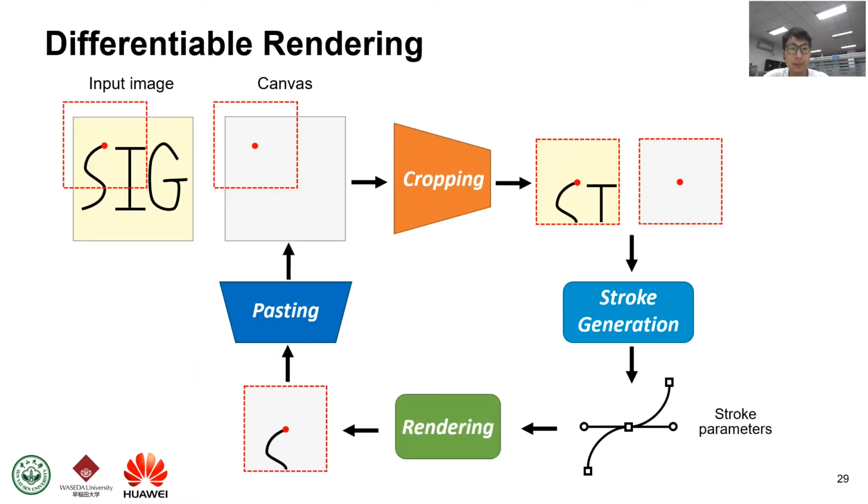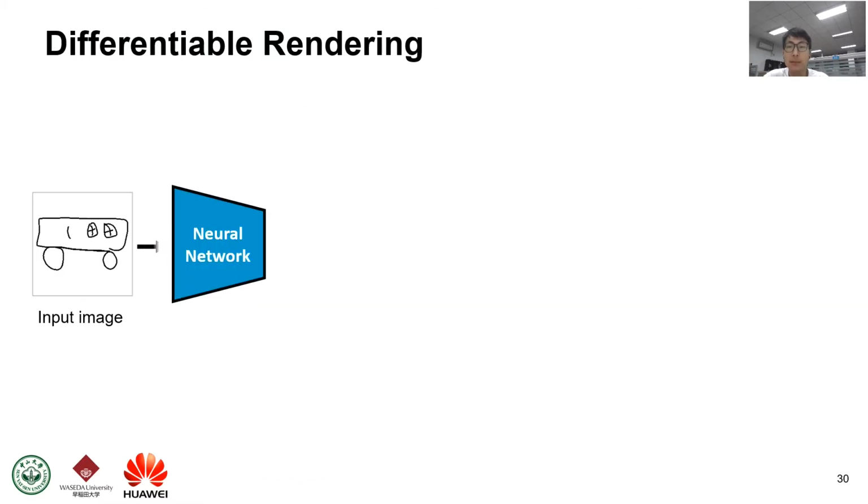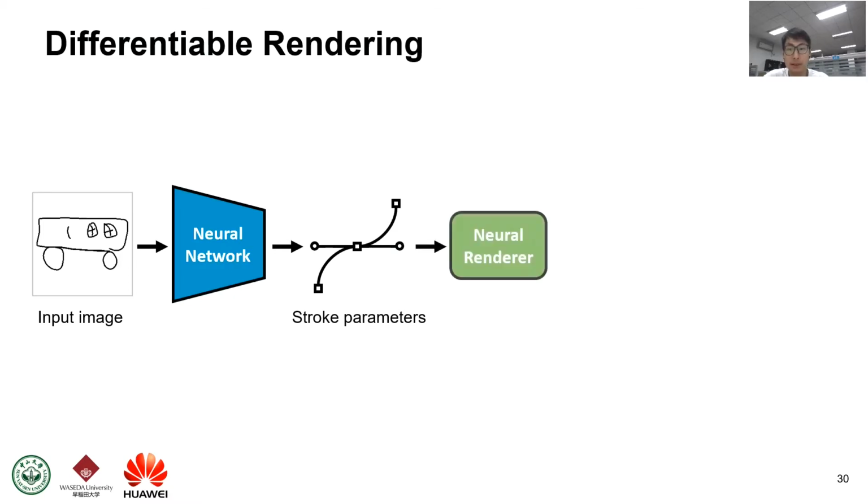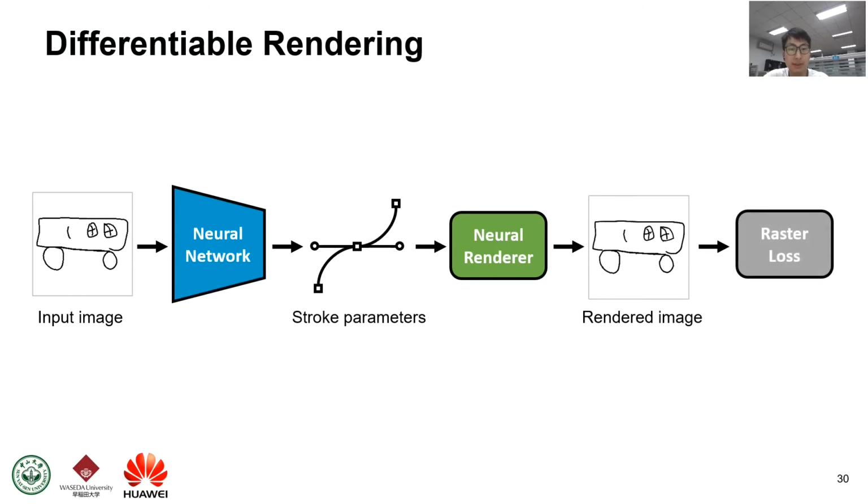Our framework doesn't need vector data for training. This is achieved by differentiable rendering technique. The neural network-based model predicts vector stroke parameters from the input raster image. Then the vector parameters are approximated into a raster image through a neural renderer. Afterwards, the image is compared to the target image to form a raster loss. Given that the neural renderer is fully differentiable, the gradients can be propagated to the stroke parameters. Therefore, this module enables raster-only supervision.